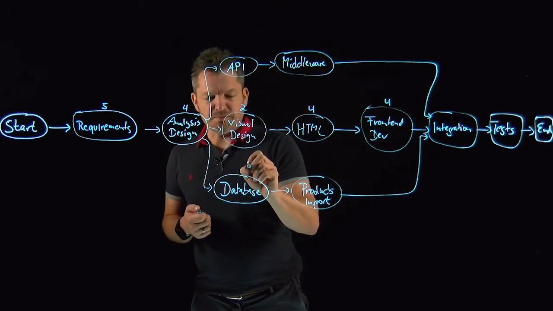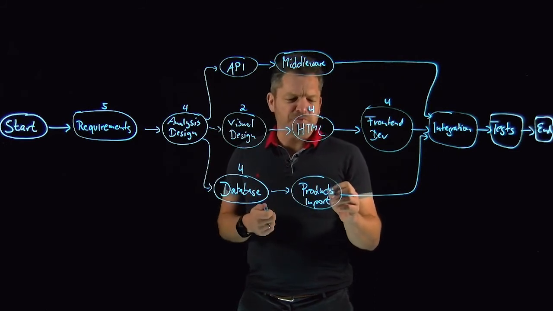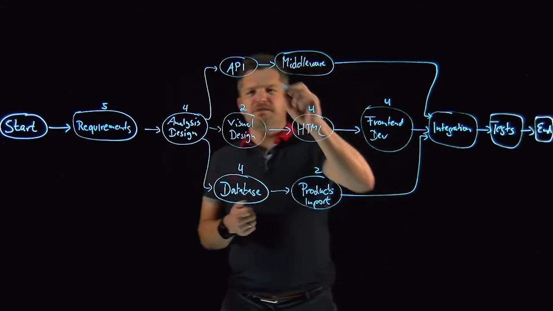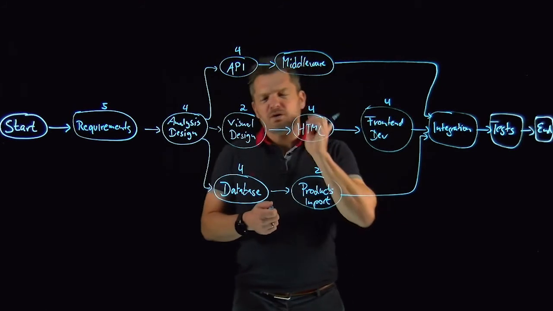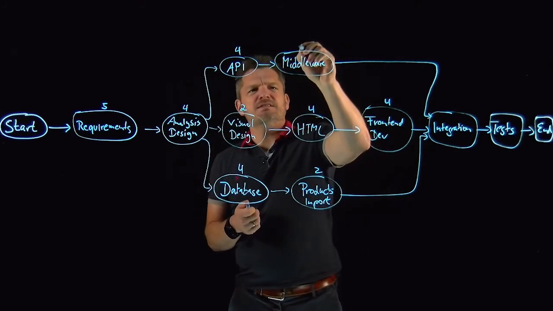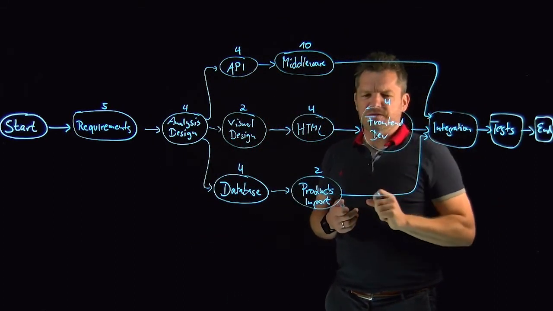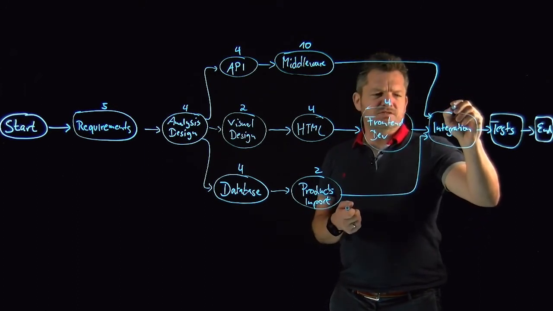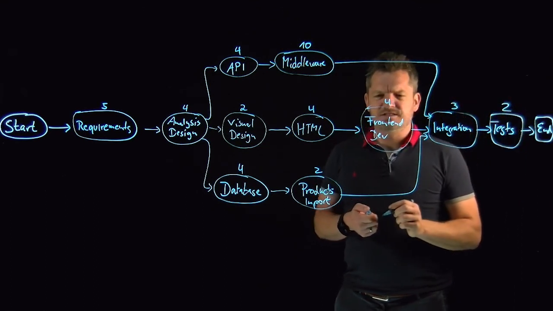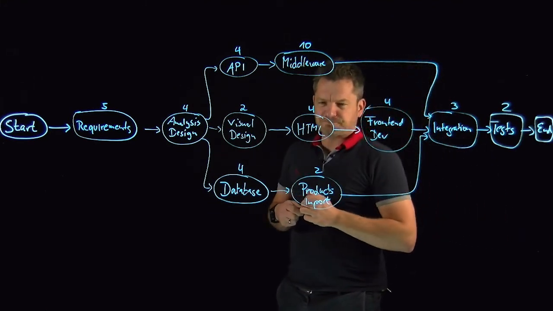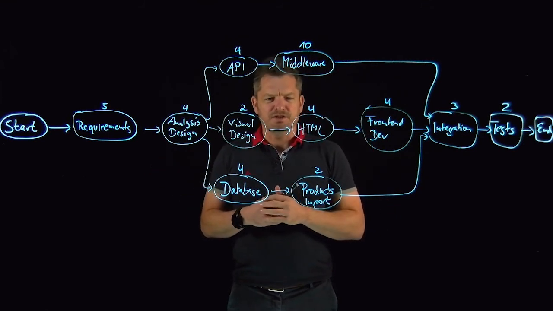Database development, you could think about also 4 days. And the product import, this is kind of a hard part, but could be done in 2 days. Creating the API is about 4 days. And the middleware, which is a pretty hard thing, is about 10 days. Then after you did this, the integration of all the components is, let's say, a work of 3 days. And then you have 2 days of tests where you do probably the acceptance tests for your project. So now you have all the estimations also added to the network diagram.